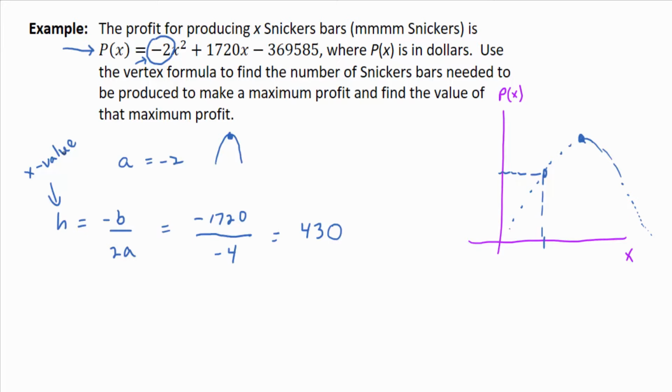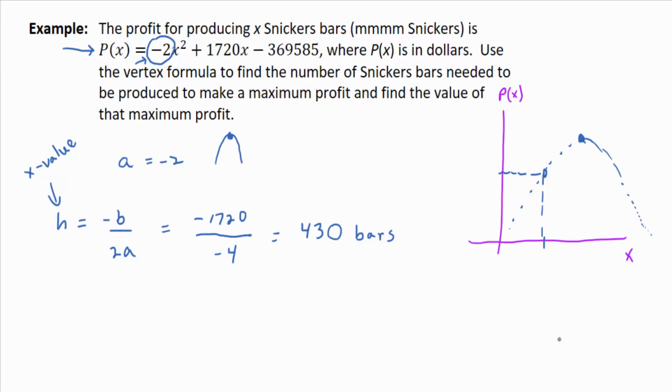In reality, it might be in millions, right? I don't know how many, or thousands. I don't know how many Snickers bars they make, every quarter or whatever they measure it in. But for the sake of this problem, I kept it simple and just kept it in units of 1. So 430 bars. So maybe this is one small store selling Snickers bars. Who knows? Who cares? 430 bars produces a maximum profit.